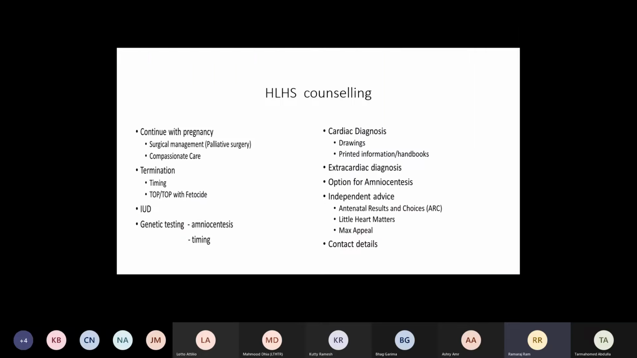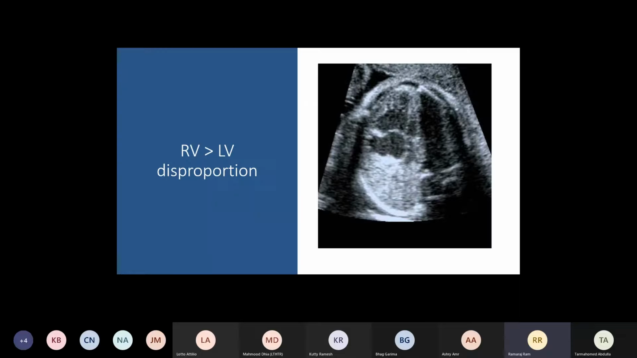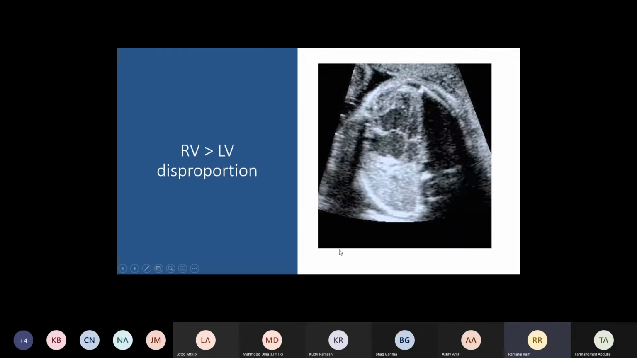So I leave this counseling to the next topic, but these are all the general counseling setup we go through once we've done the diagnosis. So your options are palliative surgical options versus compassionate care if the family don't want, or if they think of termination. Each family is different. All the options we go through, and we go through amniocentesis, and we normally follow them at least twice, if not thrice, depending on the atrial septum.